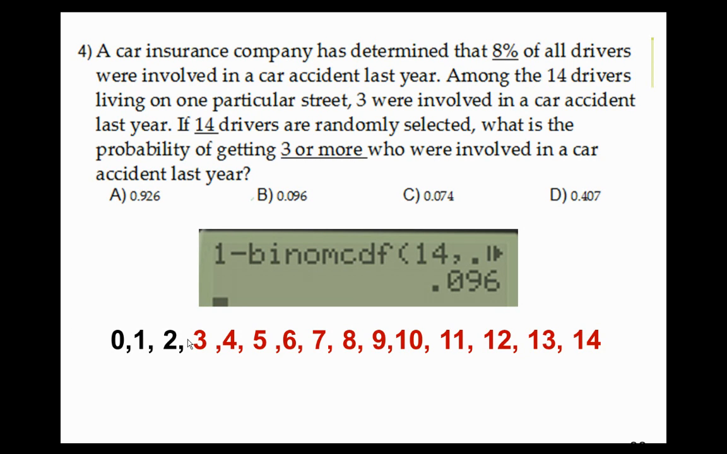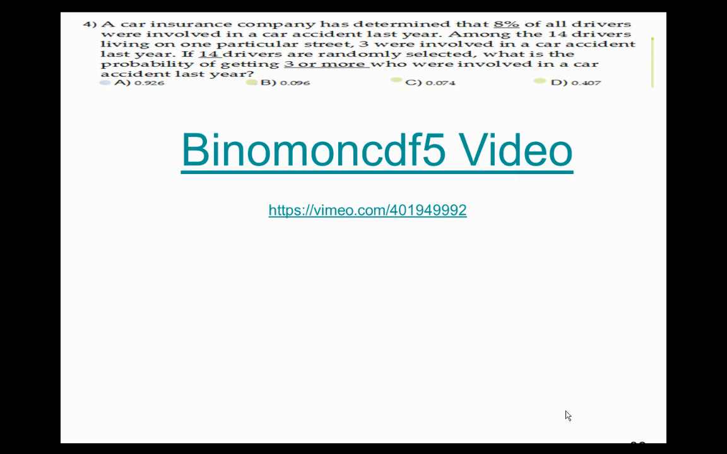What we're going to do is use the cumulative, find the probability of 0, 1, or 2. The calculator is going to add all those 3 for me. I'm going to subtract that answer from 1, and then I'll have what I'm looking for: 3, 4, 5, 6, 7, all the way up to 14. And there's the video that's going to explain everything.